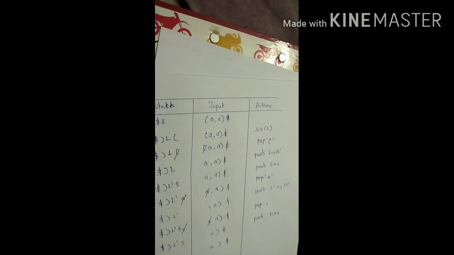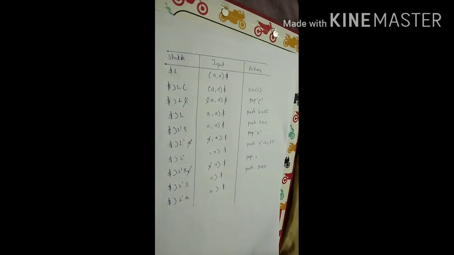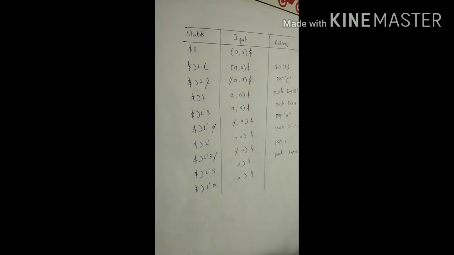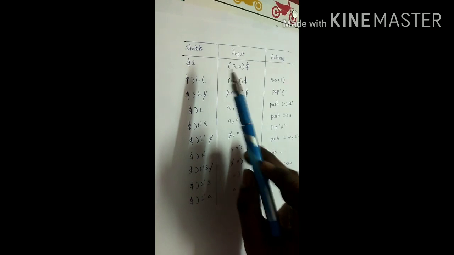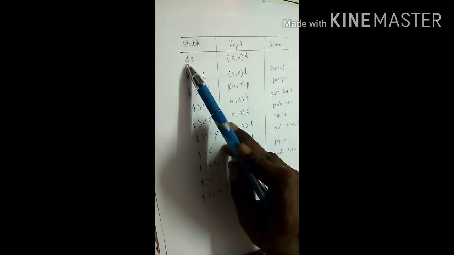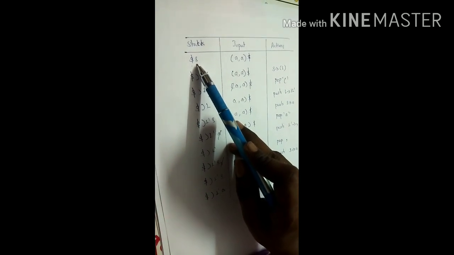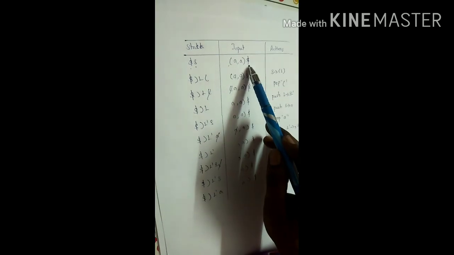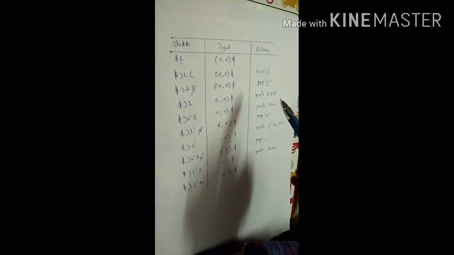To perform the parsing, we need to consider three things: one is the stack, second is the input buffer, and third is the action. Initially, the bottom of the stack is indicated by a dollar symbol, and the start symbol is placed on top of the stack. The input string is stored in the input buffer, and the end of the input string is indicated by a dollar symbol. Now we will perform the parsing process.